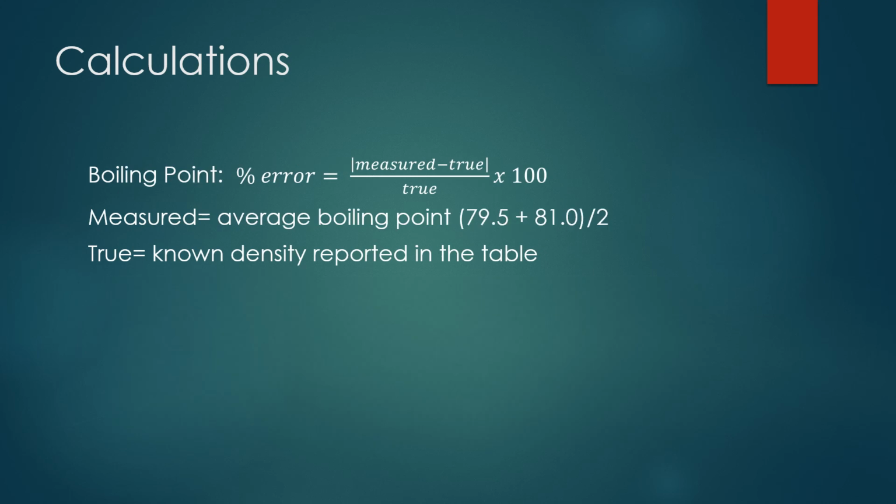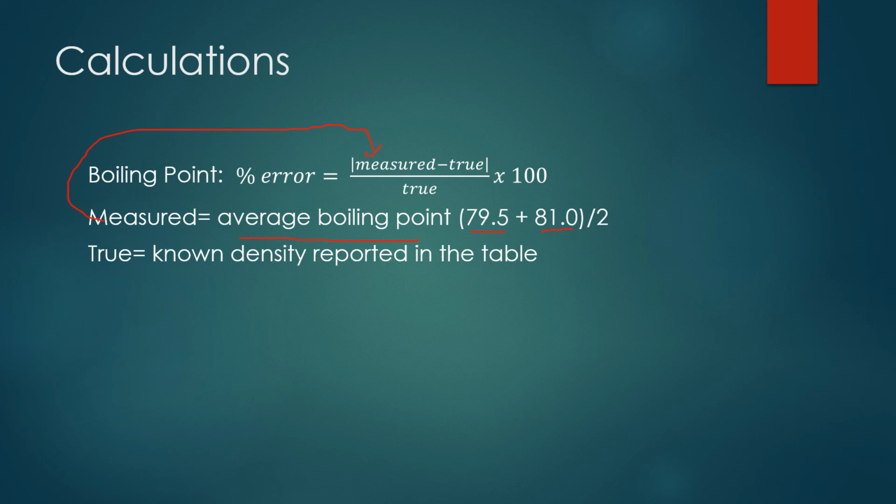Now you also need to calculate the percent error for the boiling points. So using the same equation, this time plugging in your boiling point values. For the measured, it's the average boiling point. So the 2 boiling points given were 79.5 and 81.0. Add those together and divide by 2 to get your measured value, and you will plug that in to the boiling point equation.